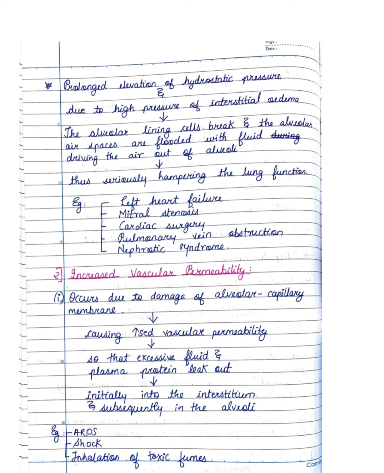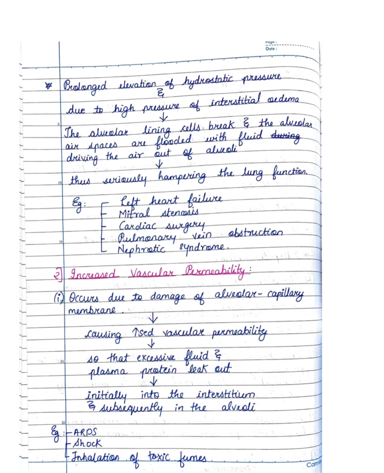With prolonged elevation of hydrostatic pressure and due to high pressure of interstitial edema, the alveolar lining cells break and the alveolar air spaces are flooded with fluid, driving the air out of the alveoli and thus seriously hampering the lung function. Examples: left heart failure, mitral stenosis, cardiac surgery, pulmonary vein obstruction, nephrotic syndrome.